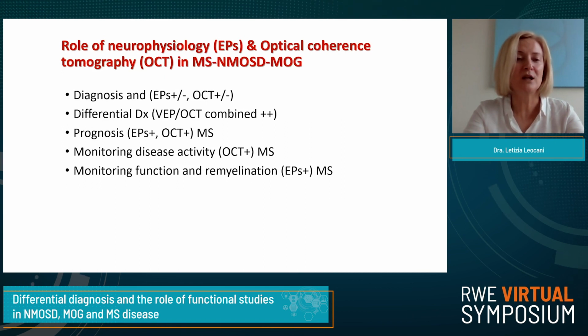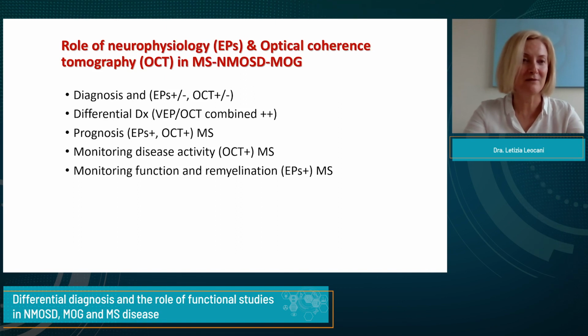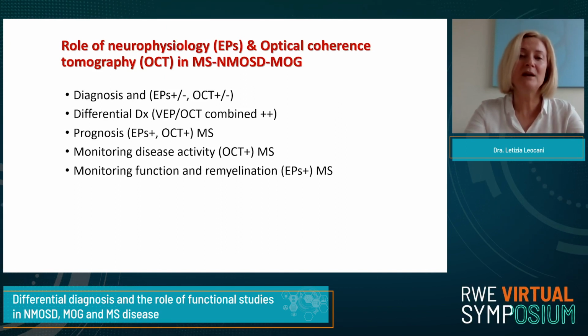Little is known on the prognosis of NMOSD and anti-MOG syndrome compared with MS, where we already have some data, although I did not show them to you. But we already have data that these two techniques can be useful in monitoring disease activity and in monitoring function and remyelination. And we need to collect more data for people with anti-MOG syndrome.